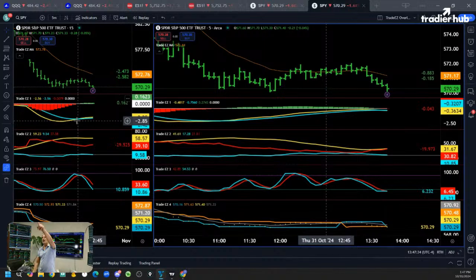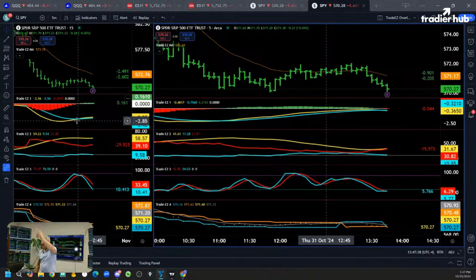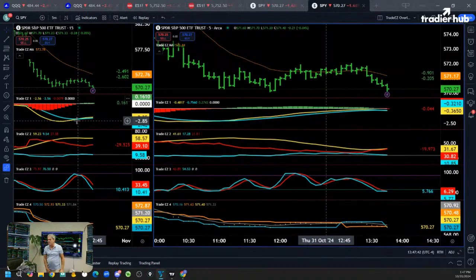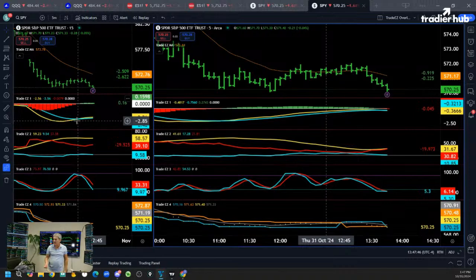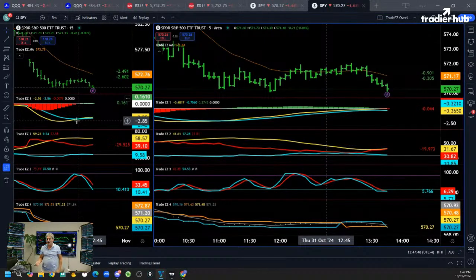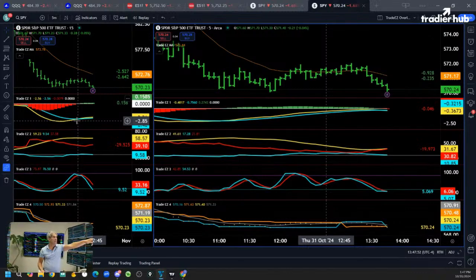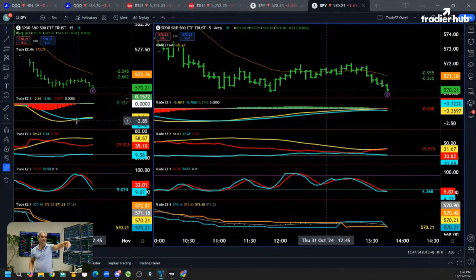NASDAQ futures hit a high of 20,210 and just dropped 90 handles. This is an amazing pattern. And what you really want to do when you're trading the market is to justify and rectify, understanding how these patterns work. The Dow futures dropped 100, the Russell dropped 90.